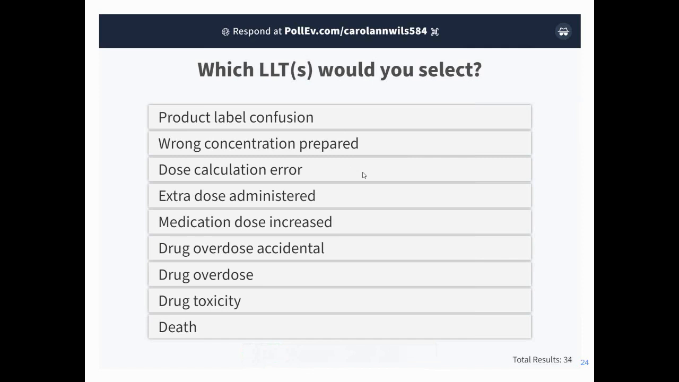The nurse was instructed by a doctor to administer 140 milligrams of calcium chloride to the baby, and she thought that 1 milliliter contained 10 milligrams, so she then calculated that she would need to administer 14 milliliters, and this dose was 10 times higher than prescribed, and the baby died. Is it a product label confusion, wrong concentration prepared, dose calculation error, extra dose administered? What is it? Do you have to capture drug toxicity, the death of the baby?